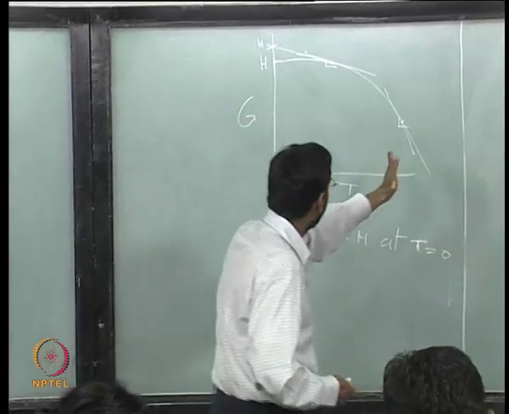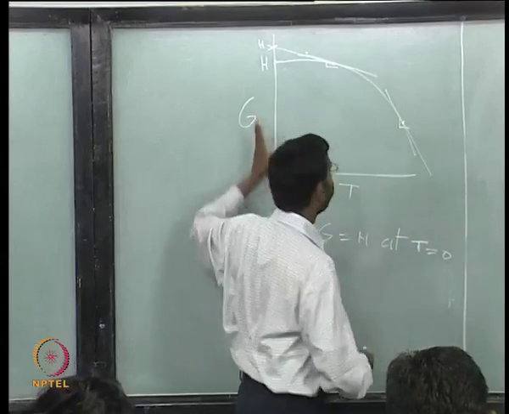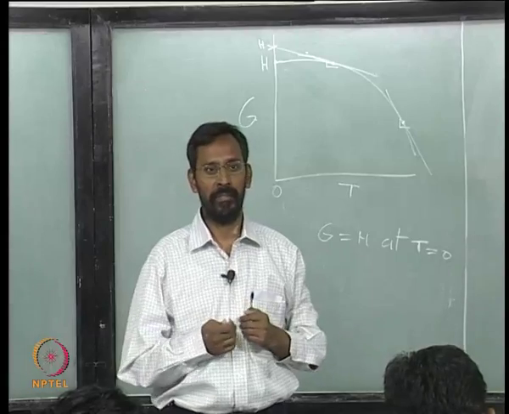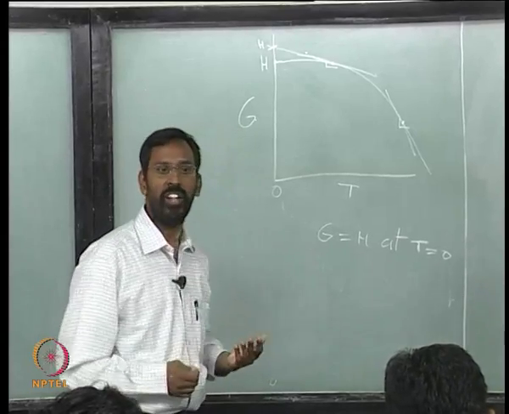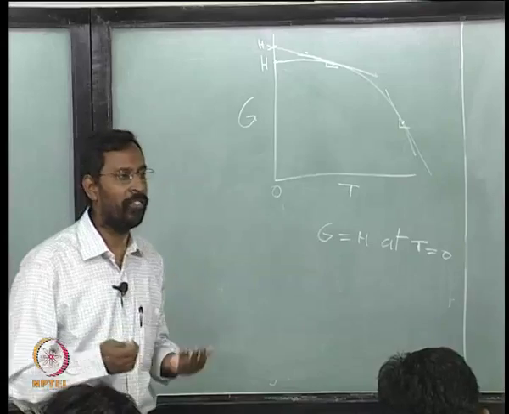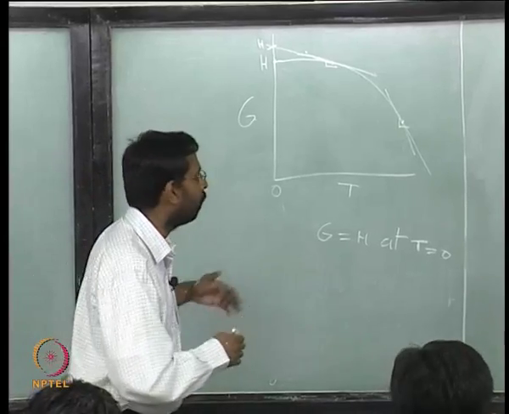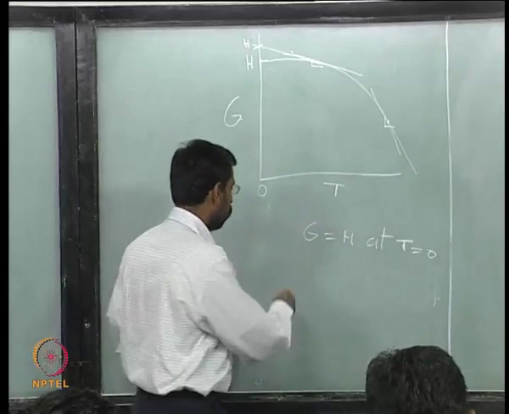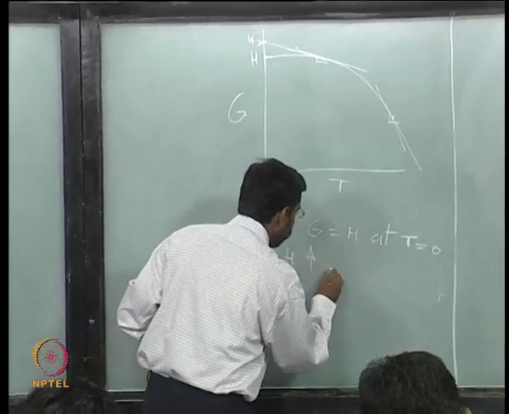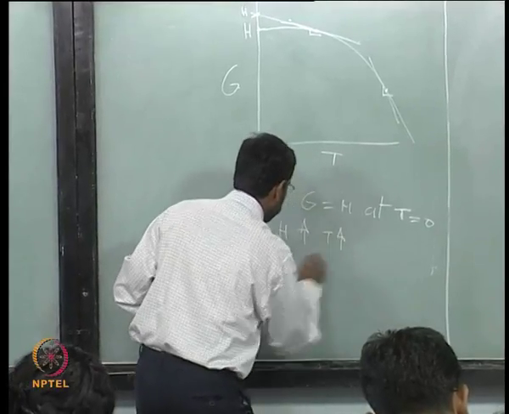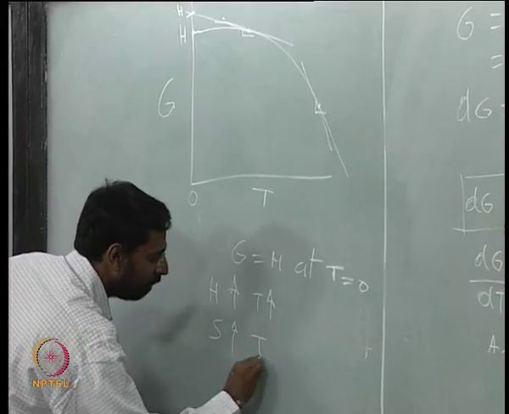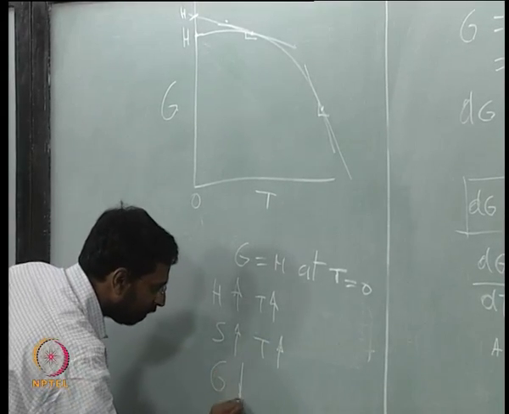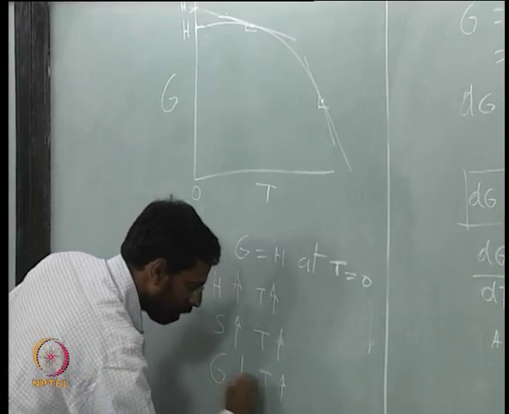So where this particular tangent is going to intersect the vertical axis is going to keep on increasing, and that gives you an idea that the H of any material, H of any phase that we are talking about, is going to increase with increasing temperature. So not only does H increase with temperature, we also see S increases with increasing temperature and G decreases with increasing temperature.